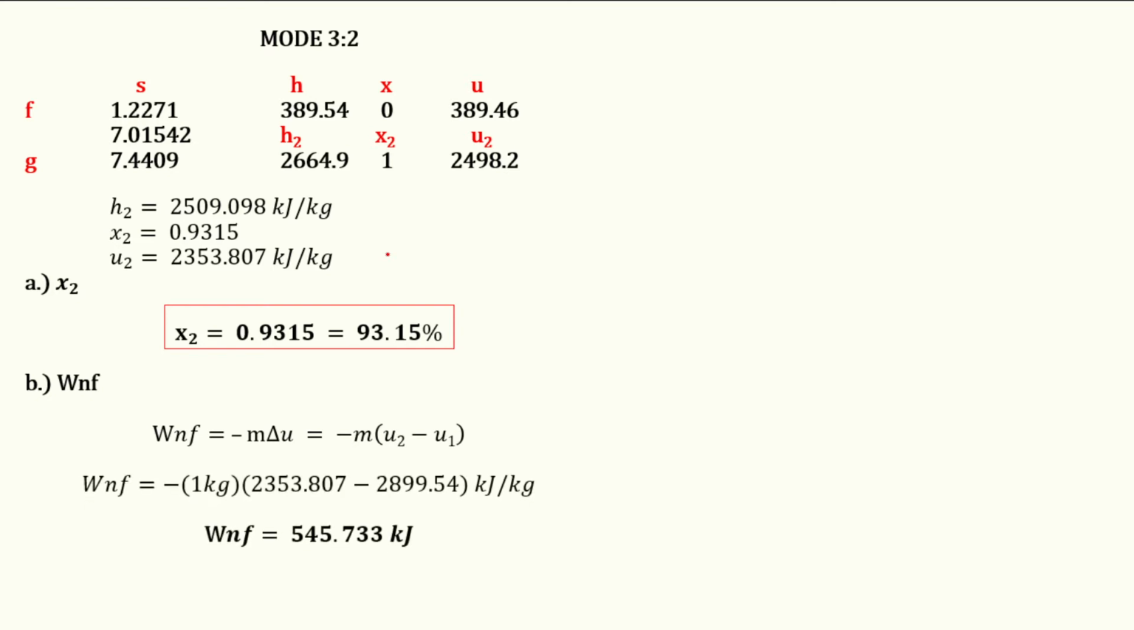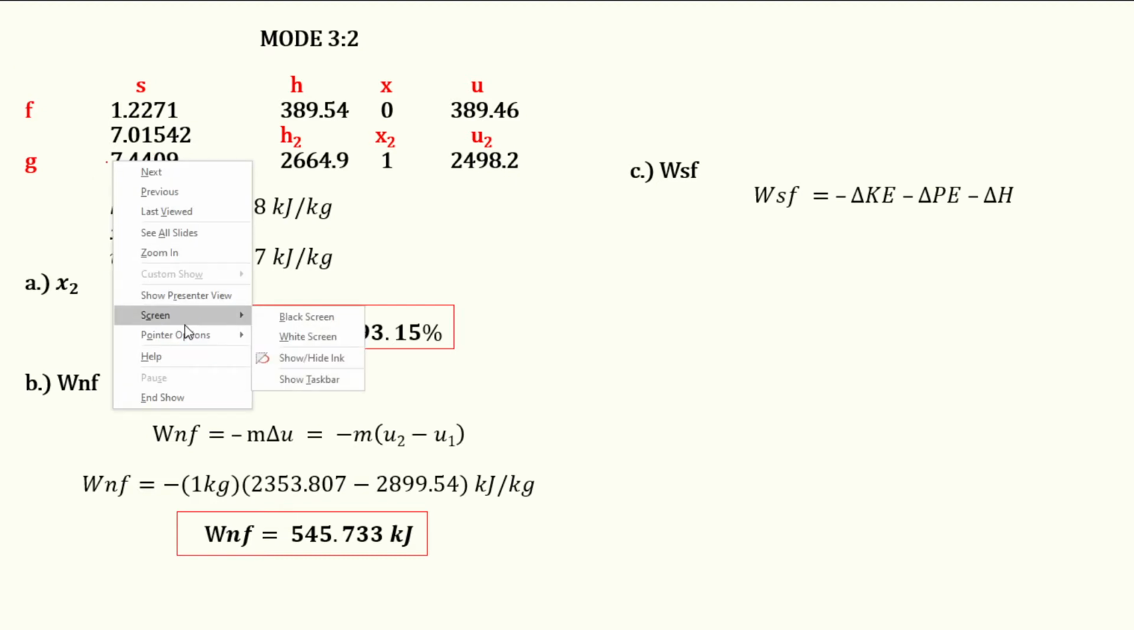So, mass natin is 1 kilogram. U2 natin is 2353.807 and U1 natin is 2899.54. So, magiging positive yan kasi mas malaki yung ating U1 kaysa sa U2. Therefore, work non-flow is 545.733 kilojoules.